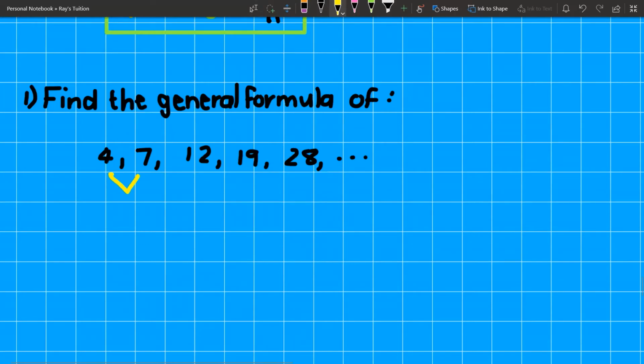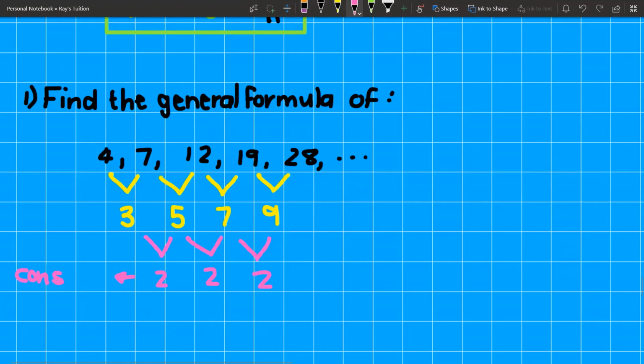7 minus 4 is 3, and 12 minus 7 is 5, and 19 minus 12 is 7, and 28 minus 19 is 9. So the first differences are not constant, so we know it is not a linear pattern. So let us go on to the second differences. So 5 minus 3 is 2, 7 minus 5 is 2 again, and 9 minus 7 is 2. So we have a constant second difference, so it is indeed a quadratic formula.